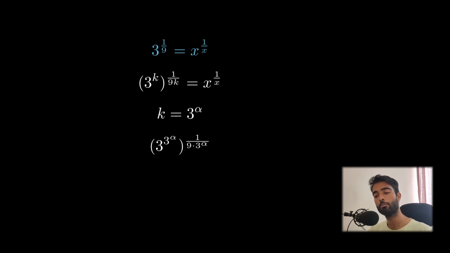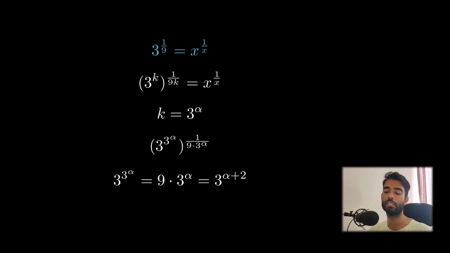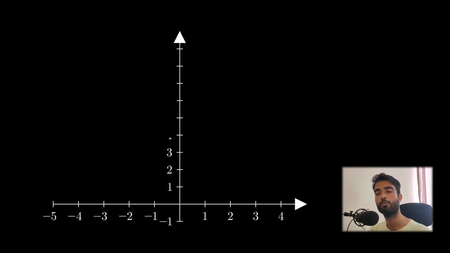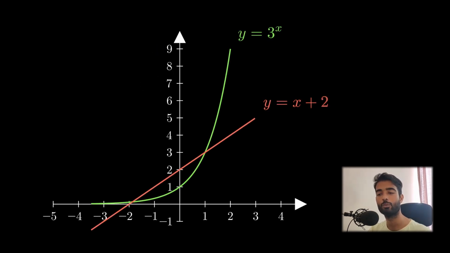Now, we want the base and the denominator of the exponent to be equal. Thus, we write 3 to the power 3 to the power alpha should be equal to 9 times 3 to the power alpha. Or equating the exponents on both the sides, we can say that 3 to the power alpha equals alpha plus 2. In our exponents video, we learned to solve such problems using graphs. So we'll plot the graph of y equals 3 to the power x and y equals x plus 2.